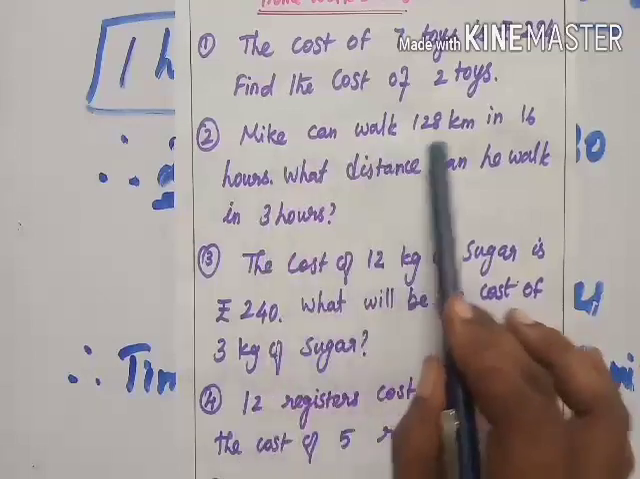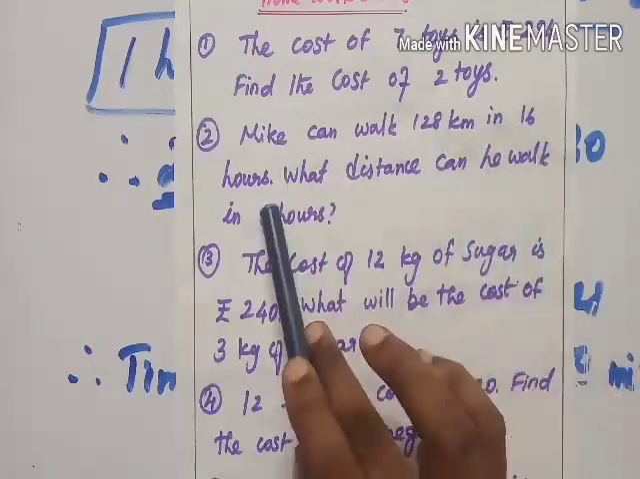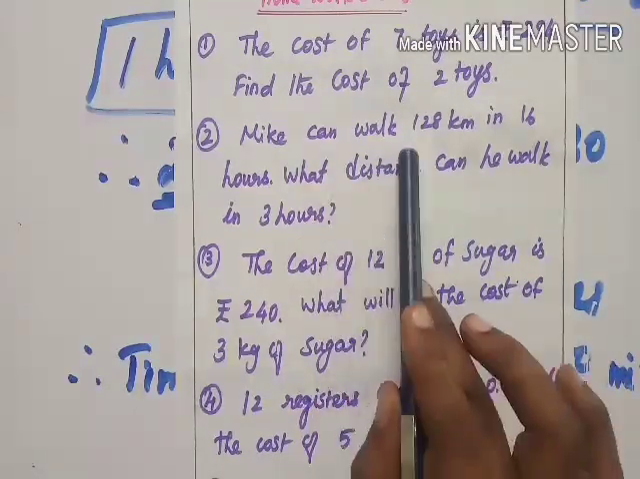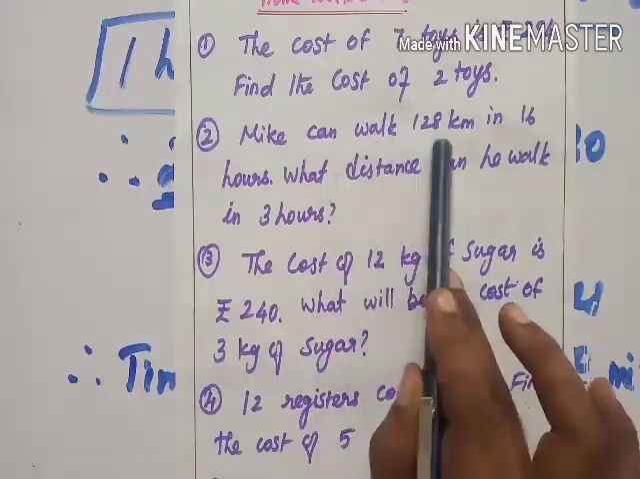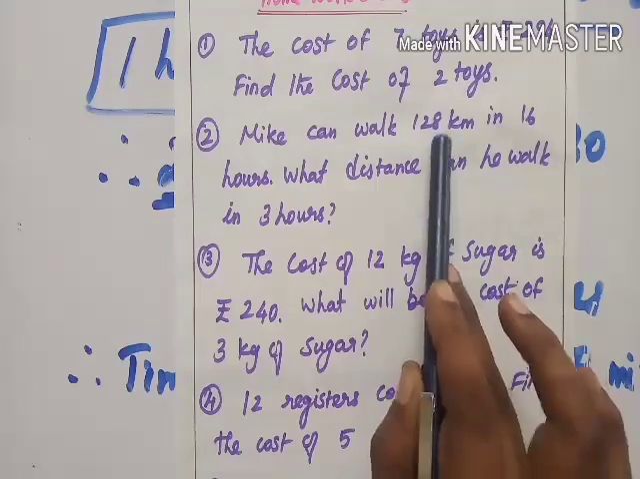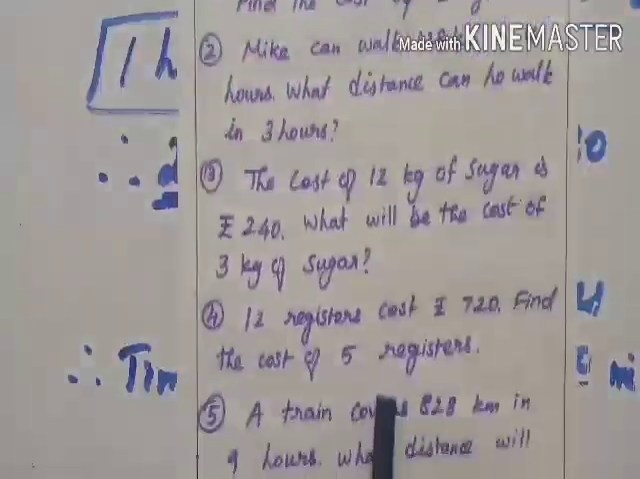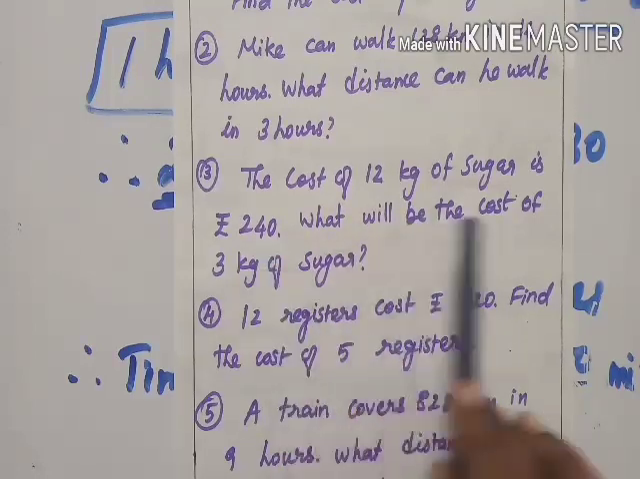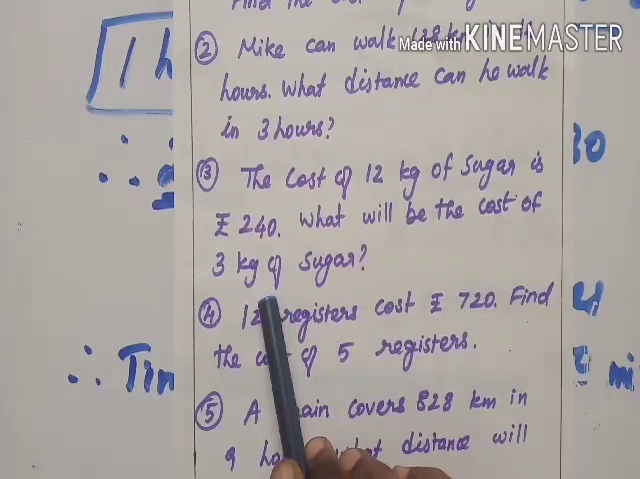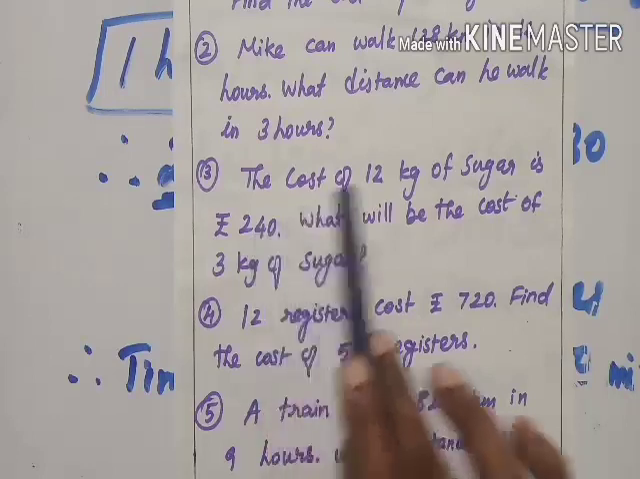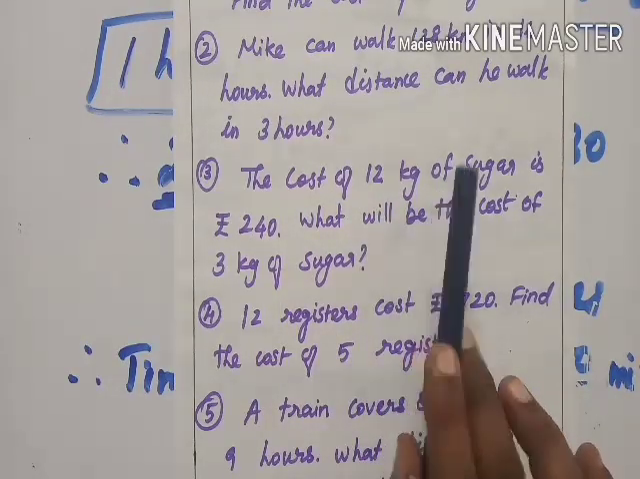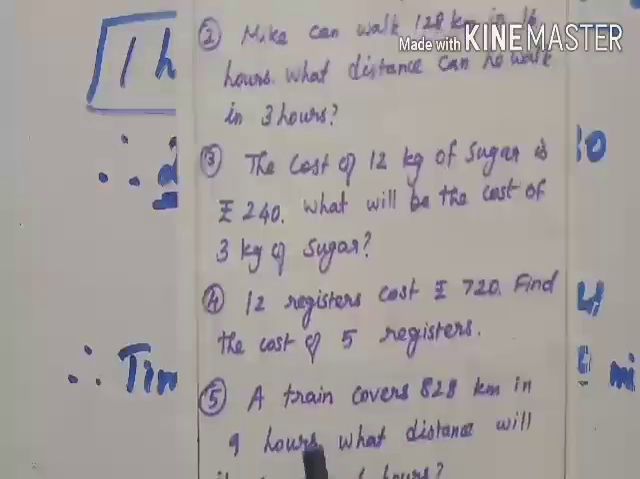Next, Mike can walk 128 km in 16 hours. What distance can he walk in 3 hours? First find out in 1 hour how much distance he is able to walk. Then you multiply that answer with 3 hours. Next sum. Cost of 12 kg of sugar is given. We have to find out cost of 3 kg. From this, 240 divided by 12, now you will get the answer for 1 kg of sugar. Multiply that answer with 3.